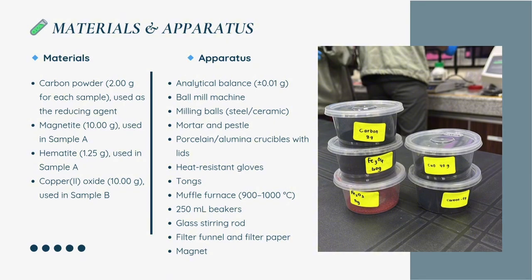The apparatus used include an analytical balance for accurate weighing, a ball mill machine with milling balls for mixing the sample, and a mortar and pestle for further grinding. Porcelain or alumina crucibles with lids were used during heating in a muffle furnace.